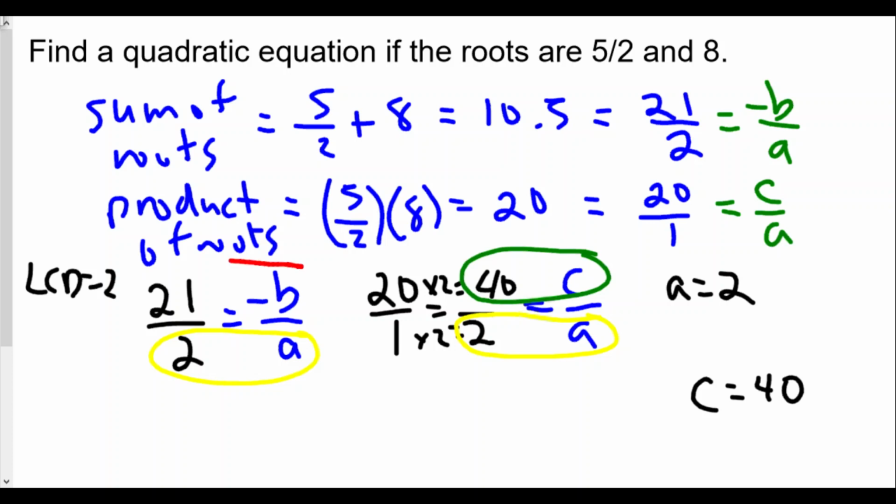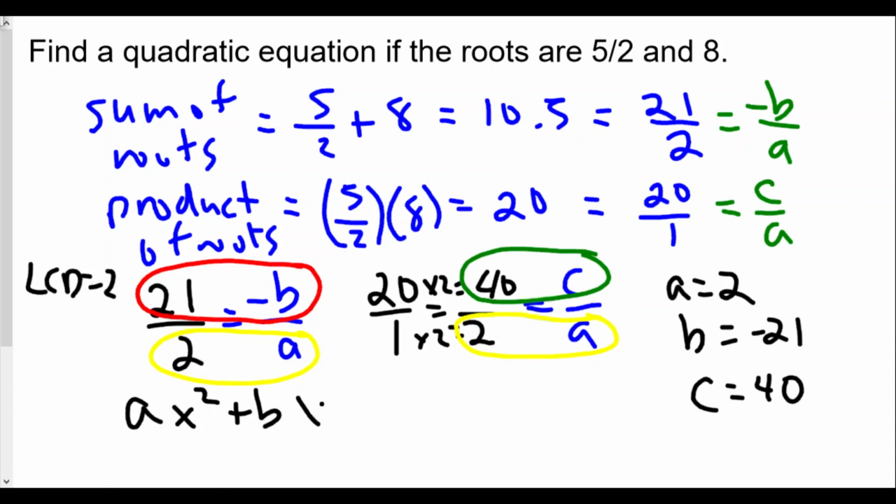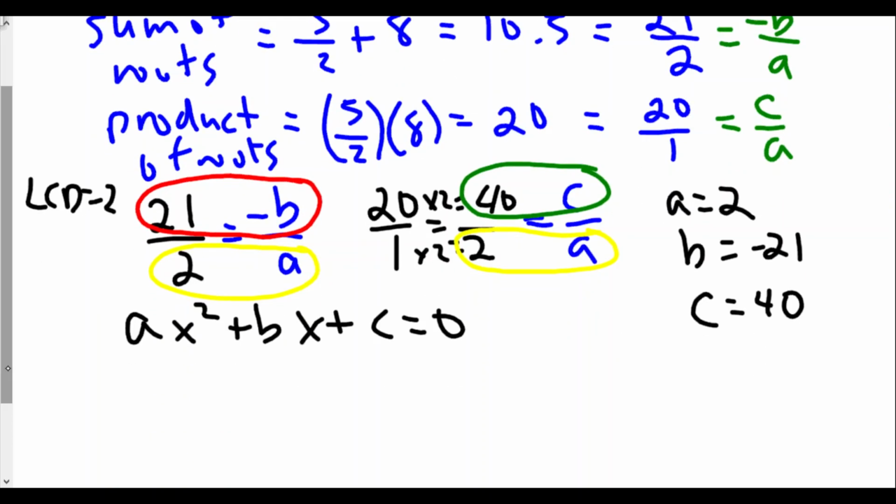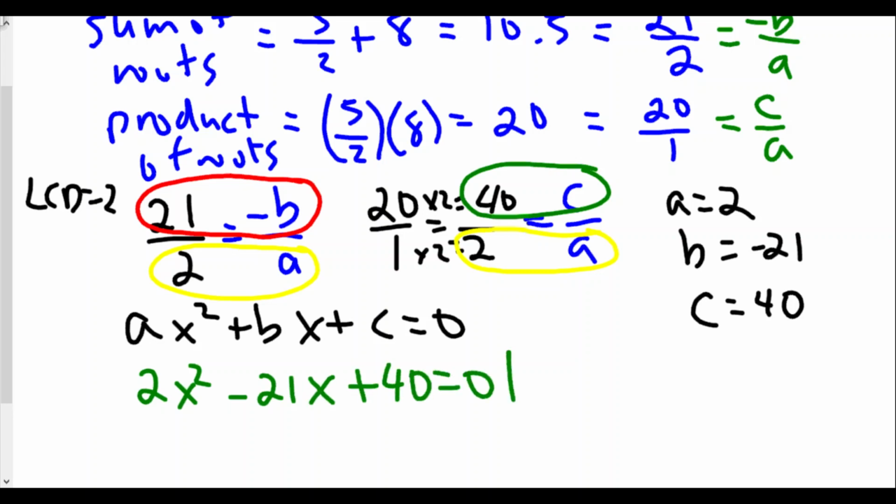And again, negative b equals 21. That means our b value has to be negative 21. And we plug into our formula, again, ax squared plus bx plus c equals 0. And so we're going to get, in this case, 2x squared minus 21x plus 40 equals 0. Don't forget to put that equals 0.